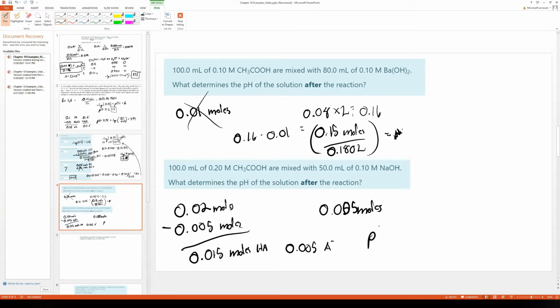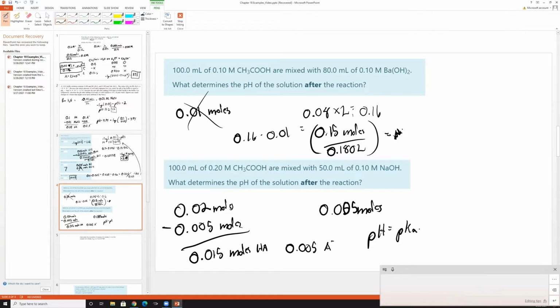Okay, from this, we can now use Henderson-Hasselbalch. We're not going to do it up over here, but the pH will equal the pKa of acetic acid, which we saw in previous problems, plus the log of the conjugate base concentration. So it'll be 0.005 divided by the liters, which is 0.15, over the moles of the weak acid that are remaining, not neutralized, so 0.015 divided by your total liters, because it's concentration, and then you solve for this to obtain the pH. So the answer is the Henderson-Hasselbalch or buffer equation will be used to calculate the pH after the reaction.